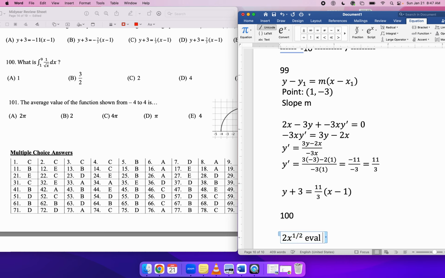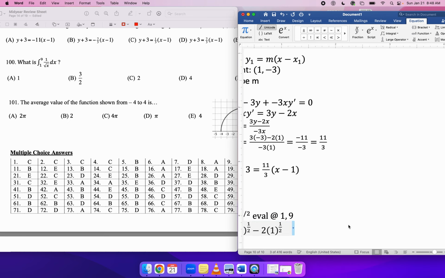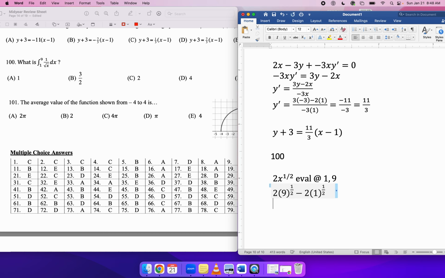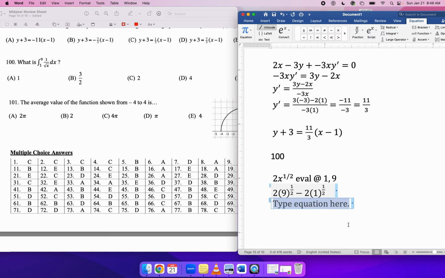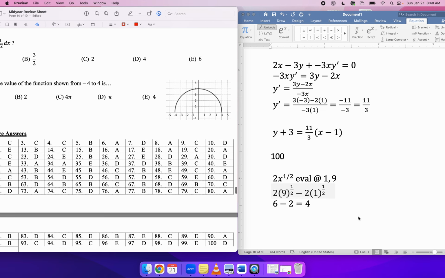I'm just going to write evaluated, because I don't have a vertical bar notation like on my keyboard. It's hard for me to write that, so I'm just writing evaluated 1 to 9. So plug in 9, plug in 1, subtract. So 2 times 9 to the 1/2 minus 2 times 1 to the 1/2, and whatever that is, that should be the answer. So that's 2 times 3 minus 2 times 1. So that's 6 minus 2, which is 4. Okay, cool.